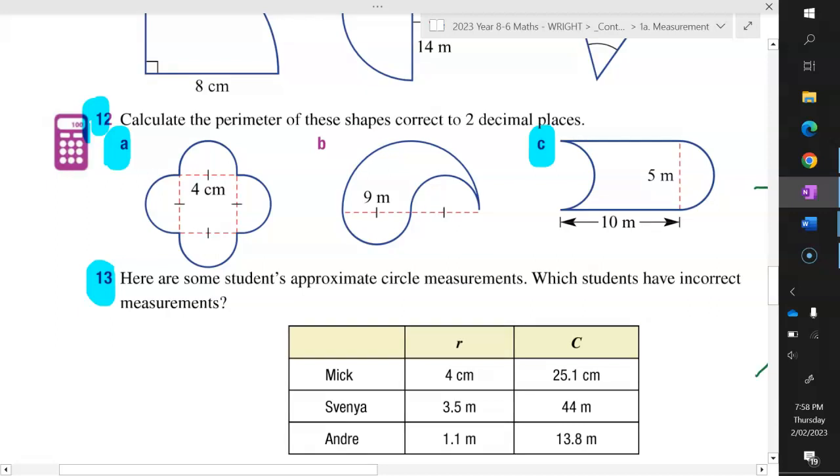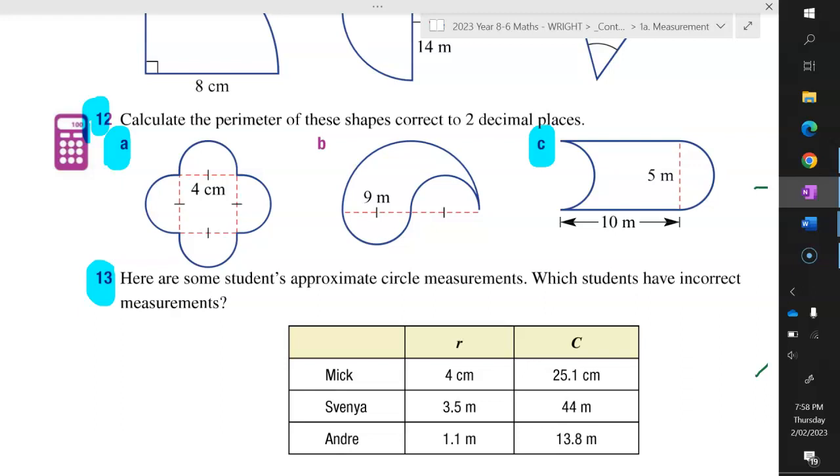So 12 is an interesting one. 12 is a little bit tricky because you have to visualize another way that you can calculate the perimeter. So if you look at 12A here, hopefully you can see my pen pointing to A. It's asking us to calculate the perimeter of these shapes corrected to 2 decimal places.